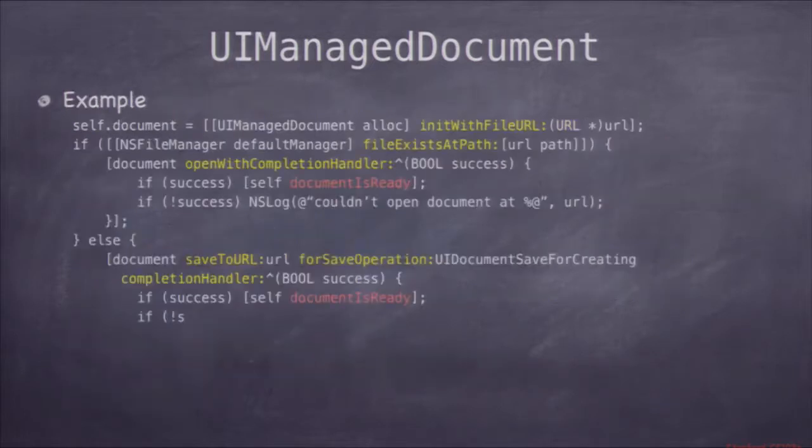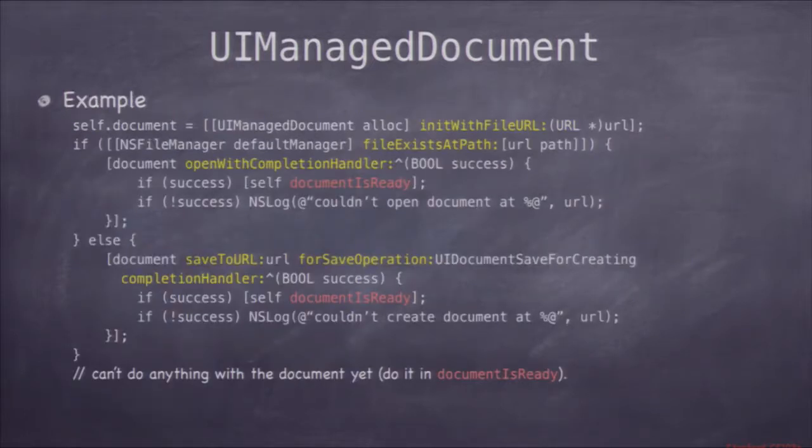All right, so let's talk about how this might look to see if the file exists, and if it does, open it, and if it doesn't, create it. It looks something like this. And inside that completion handler, if you successfully opened or successfully created it, you're going to call some method of yours. I've called it documentIsReady. You can call that method anything you want.